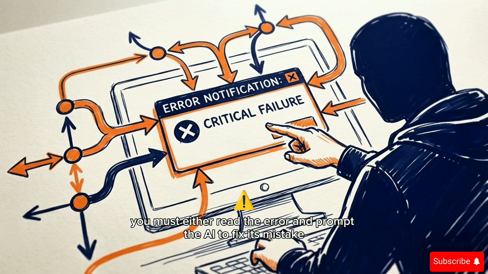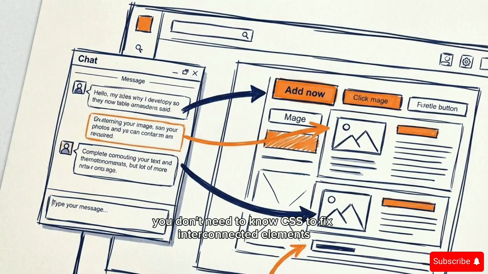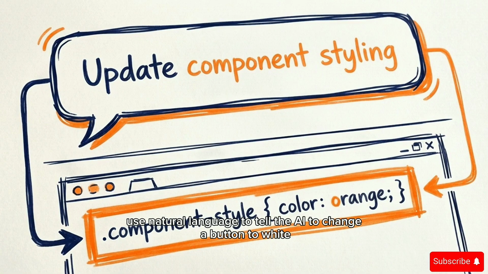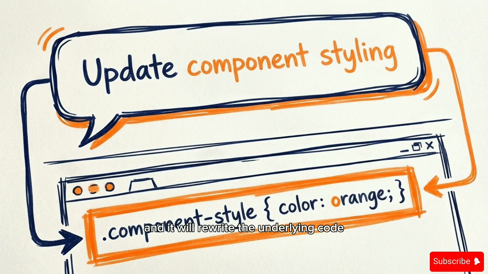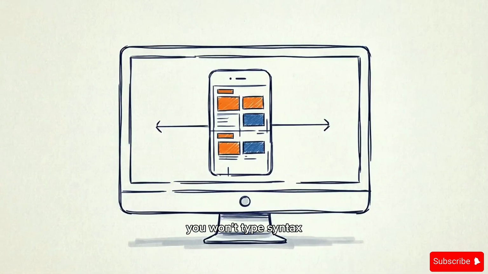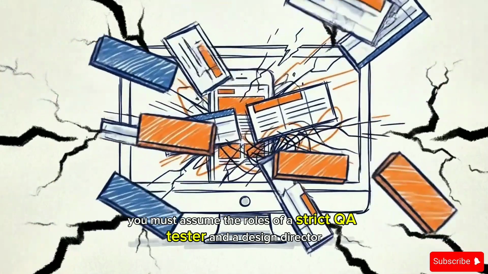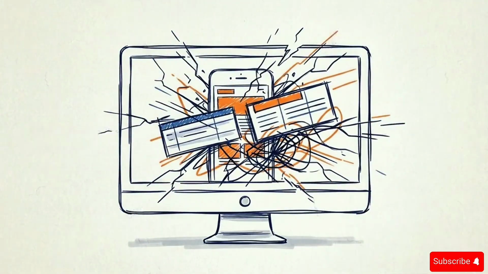You must either read the error and prompt the AI to fix its mistake, or manually click through the UI to test for stability. You don't need to know CSS to fix interconnected elements. Use natural language to tell the AI to change a button to white or adjust a font's alignment, and it will rewrite the underlying code. The term zero code is slightly misleading. You won't type syntax. You must assume the roles of a strict QA tester and a design director to prevent the app from collapsing.